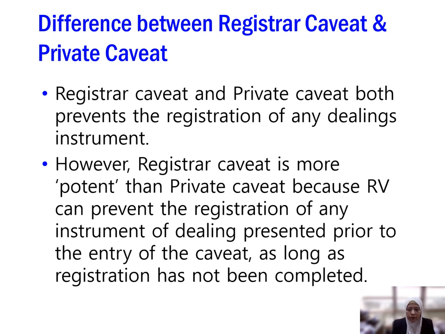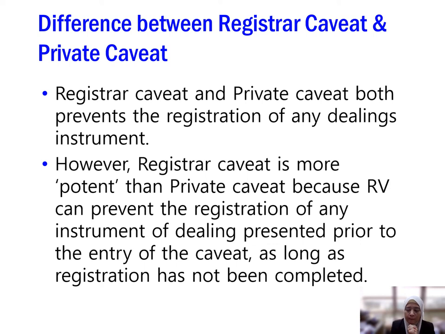Now what's the difference between a registrar caveat and a private caveat? Both prevent, this is the similarity, the registration of any dealing instrument, but the registrar caveat is more potent. Potent tu lagi powerful. It's more powerful than a private caveat because a registrar caveat can prevent the registration of any instrument of dealing presented prior. Ini just now, the retrospectiveness, the retroactiveness of the registrar caveat tu.